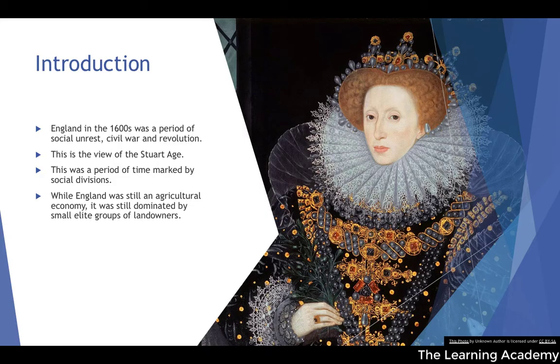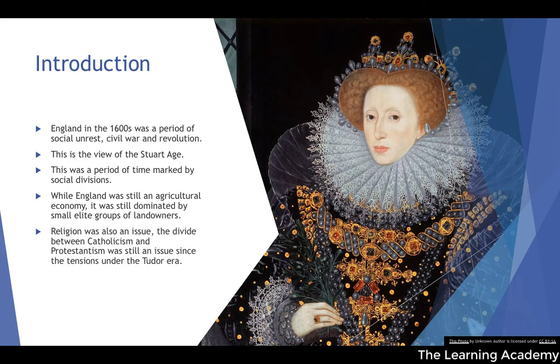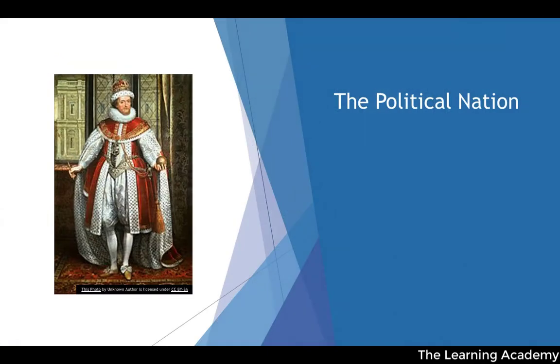As we go through, we're going to see the kind of divisions, the kind of dichotomies that existed within English society at this time. Religion also still played a very important role in society, and there were a lot of religious divides between Catholicism and Protestantism after tensions that arose under the Tudor era. This is an example of a Tudor monarch, the final Tudor monarch, Elizabeth I, who was the monarch before James I, the first monarch of the Stuart age.